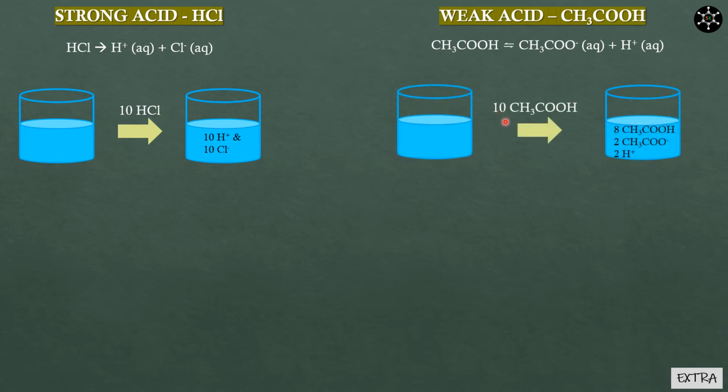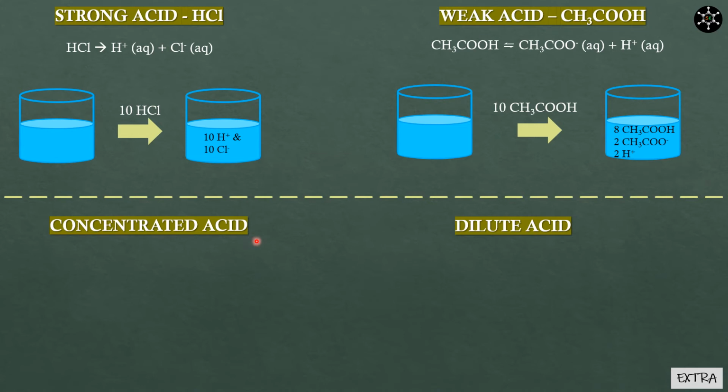If we repeat the same experiment with 10 acetic acid, this also will give us an acidic solution but consisting of fewer H+ ions because acetic acid dissociates partially. Let us imagine 20% dissociation of 10 acetic acid. This will give us an acidic solution consisting of 2 H+ ions, 2 acetate ions and 8 acetic acid molecules.